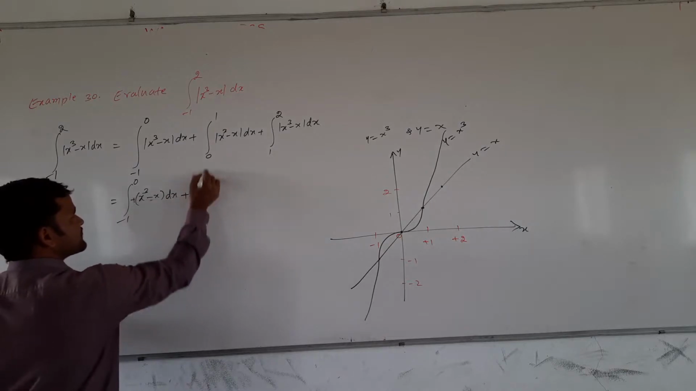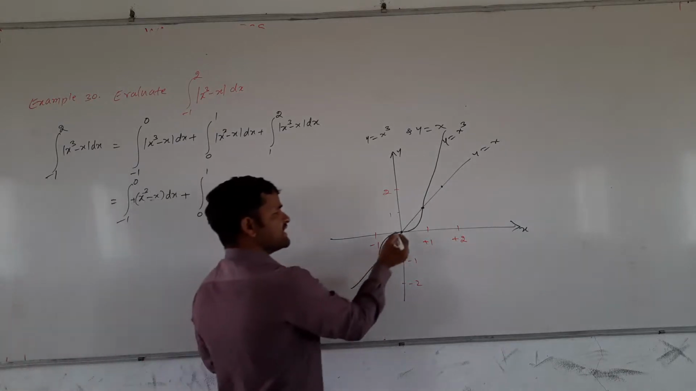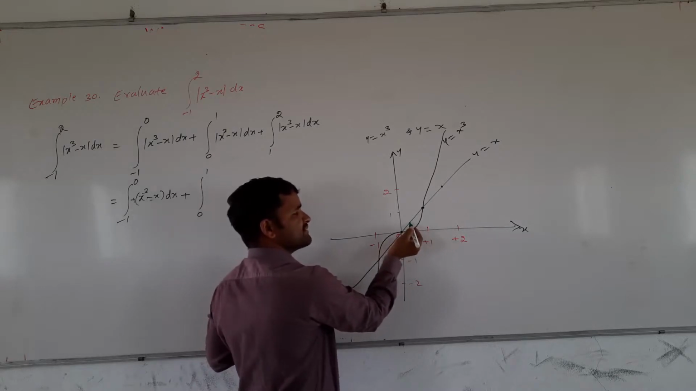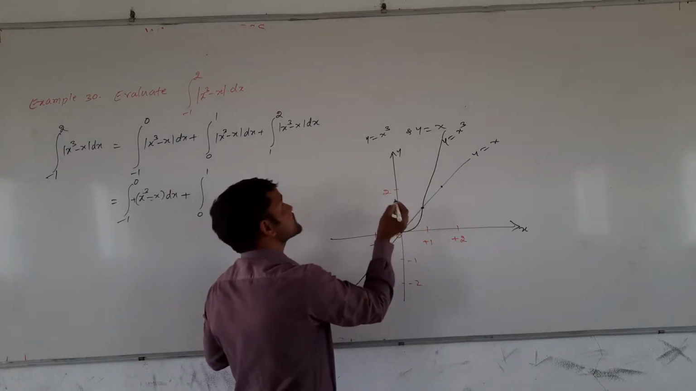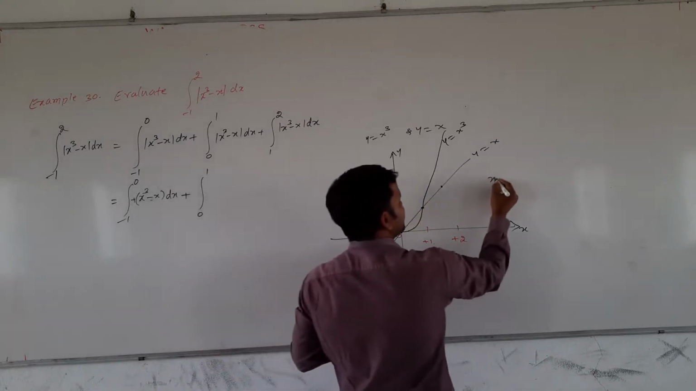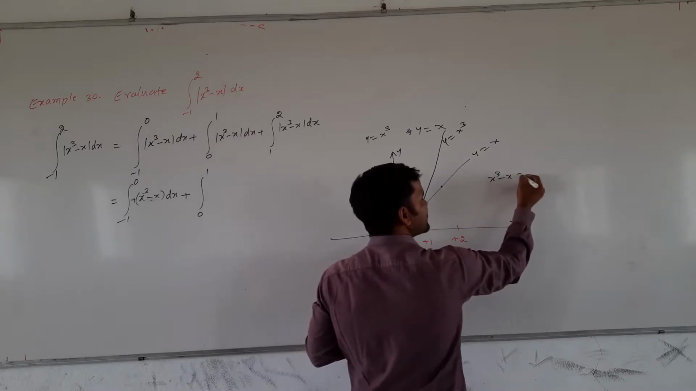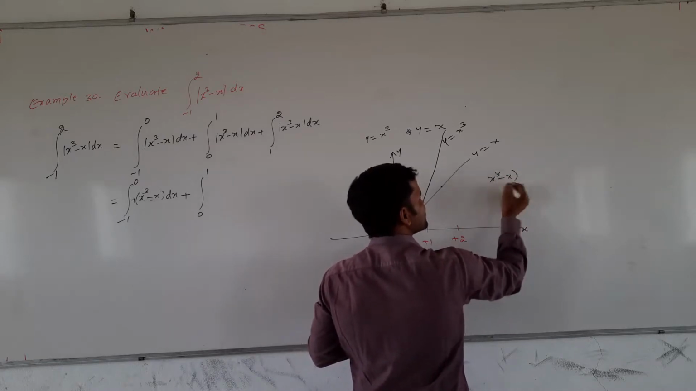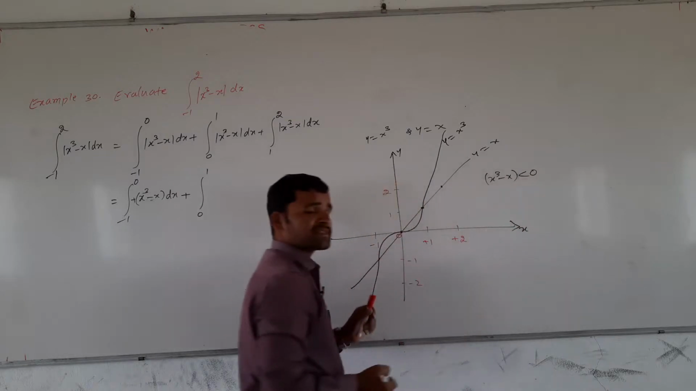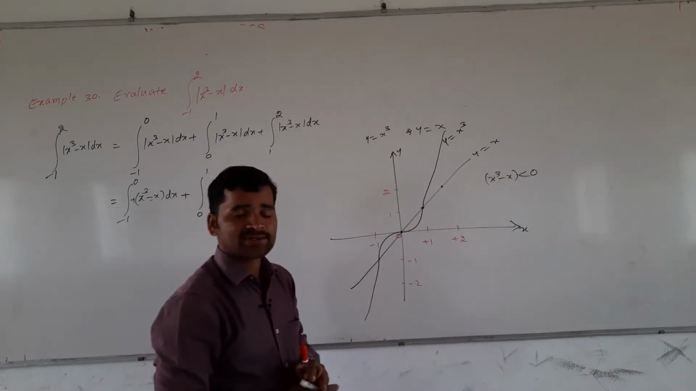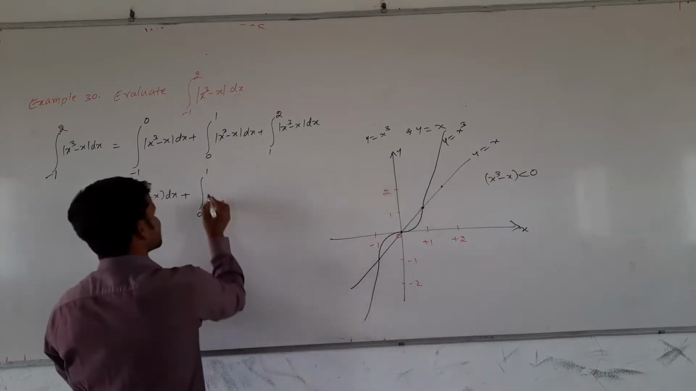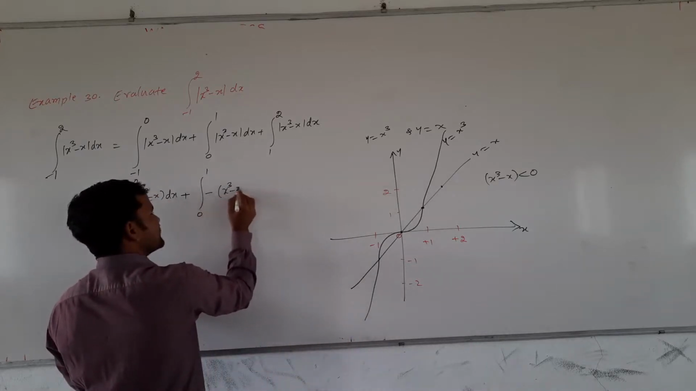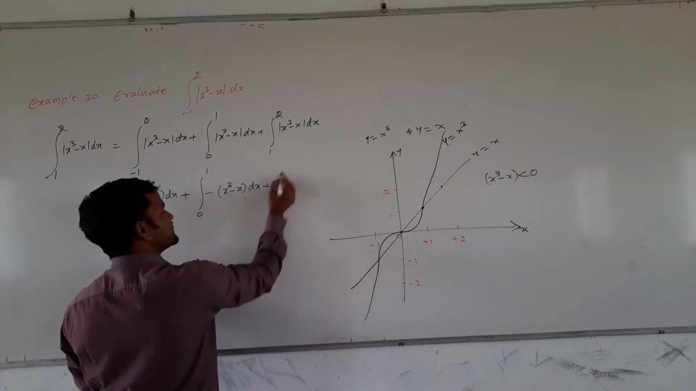Next, integrating from 0 to 1, which one has the bigger value? X has the bigger value, x cube has smaller values, means x cube minus x will be what? Here x cube minus x will be less than 0. When x cube minus x is less than 0, according to the definition of modulus function, I have to take this as minus of x cube minus x into dx.